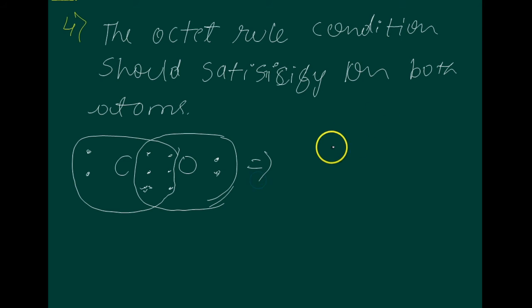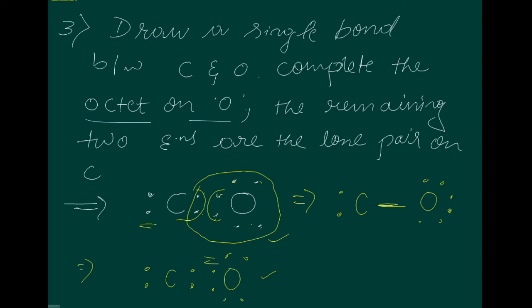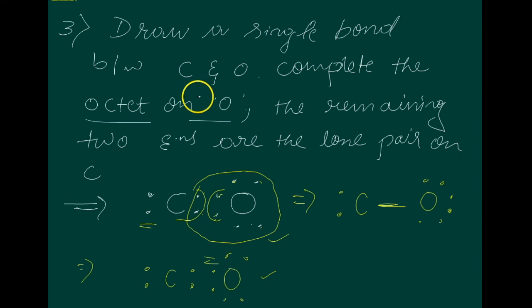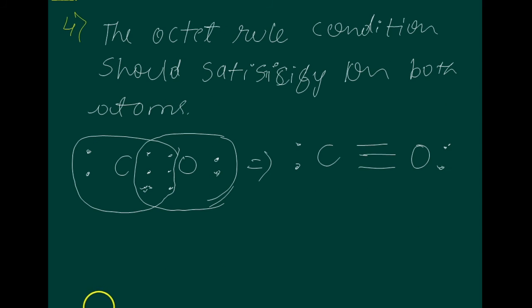Now we can write C, O. These are again the remaining pairs of electrons. So this is what I want to explain to you. This is the Lewis structure. Okay, this is the third step and this is the fourth step problem.